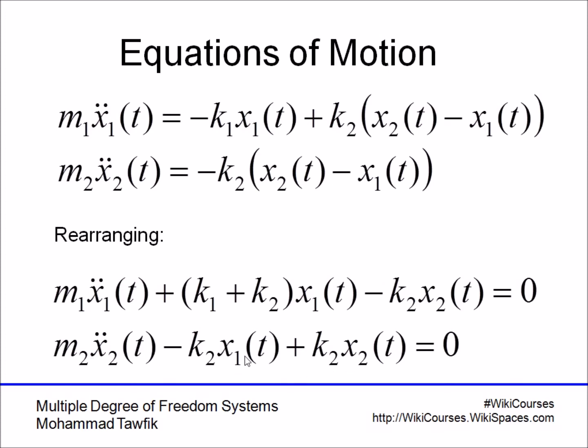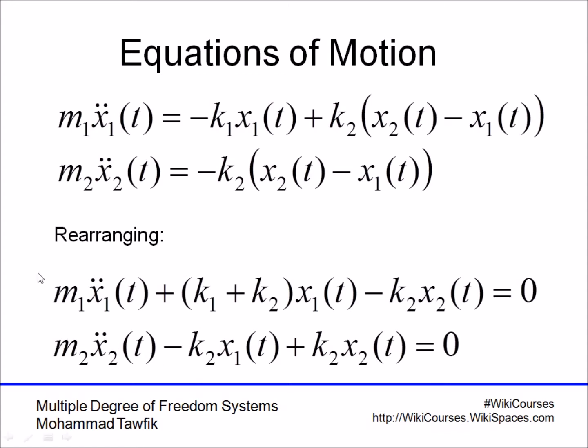So the system here is called a coupled system. The motion of one of the masses affects the motion of the other mass as well. So they are coupled. This is the definition of coupling: when some change happens to a degree of freedom, it affects the other degree of freedom as well.